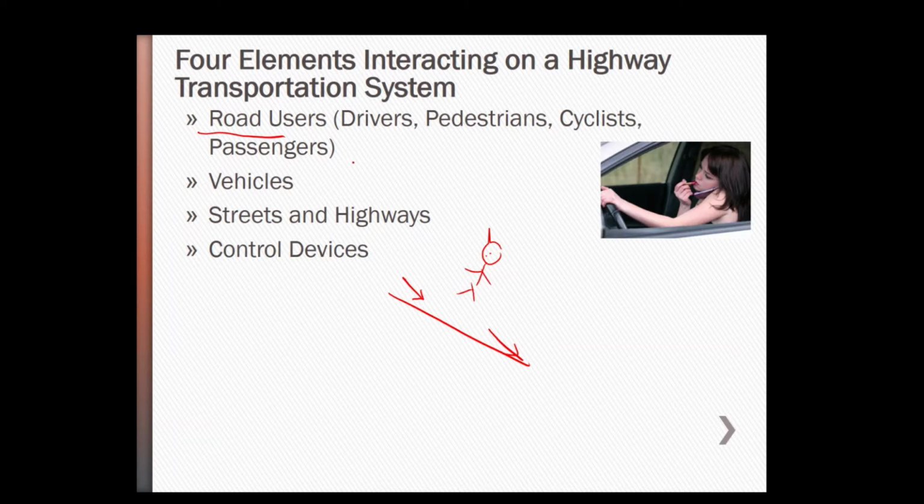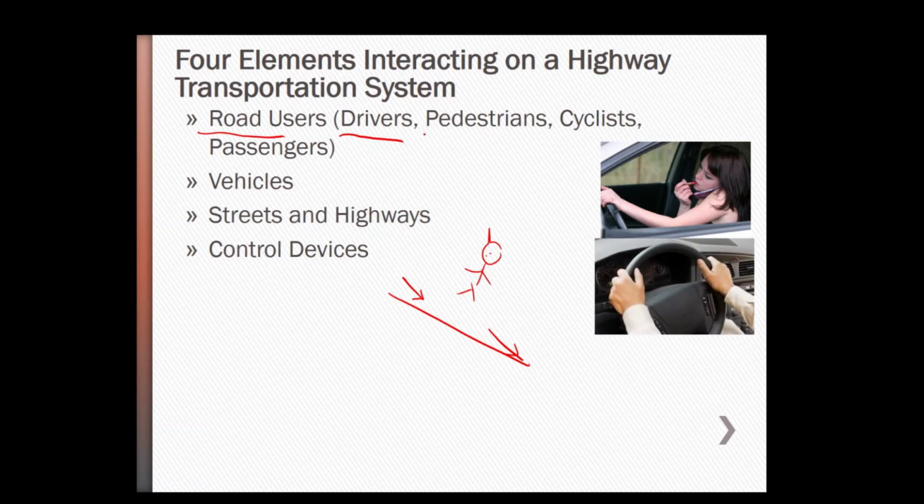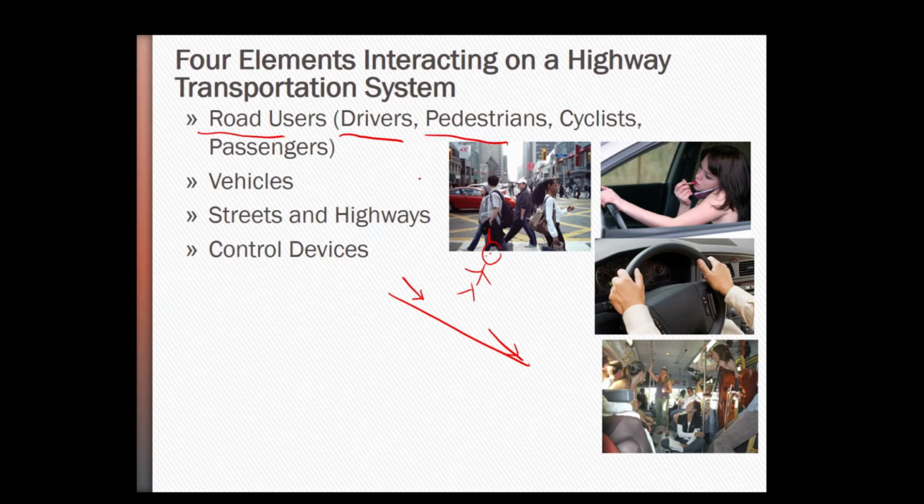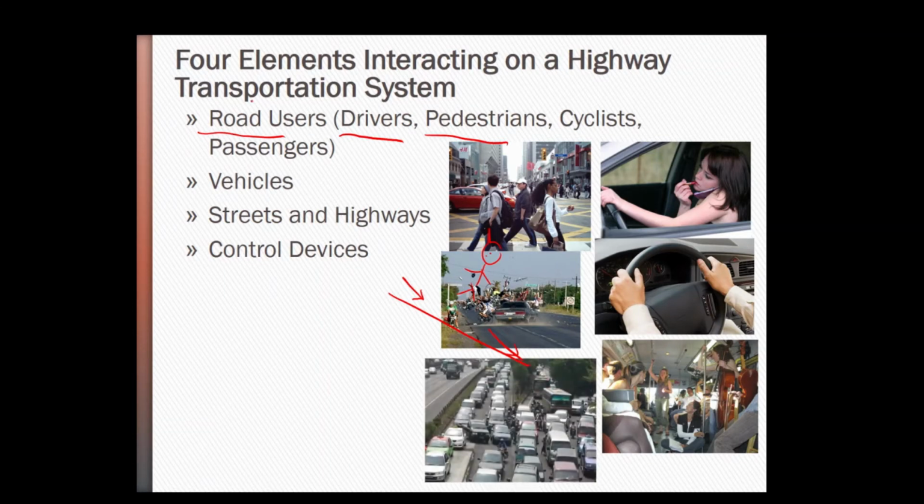It includes number one, the drivers, and I have some funny pictures here. The drivers who are distracted, who have different attitudes. Number two, we have the pedestrians, people walking on the road, like these guys here crossing the road, walking on the sidewalks, walking on shoulders. We have cyclists. We have passengers in the bus and the subways and different parts of the public transportation system. And then we have the vehicles: motorcycles, buses, and different vehicles that take people from one place to another.